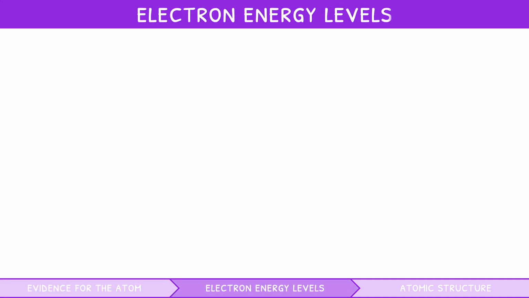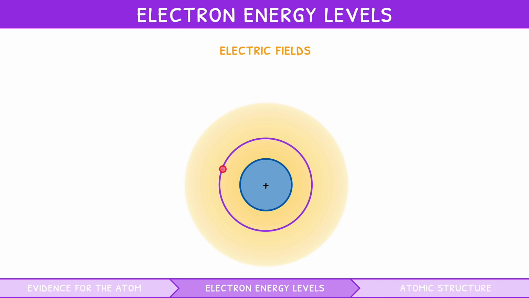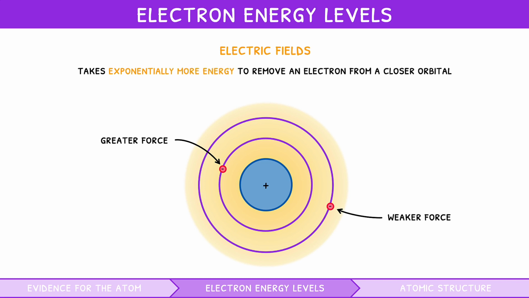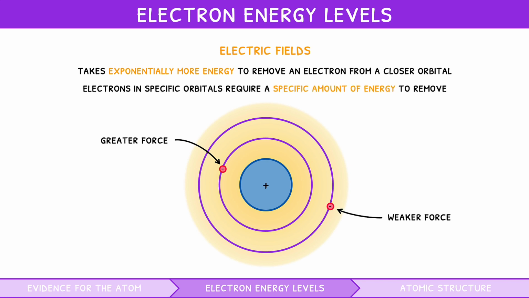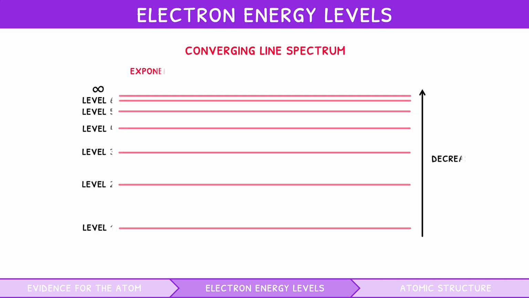As introduced in our Topic 5 video series, an electric field is exerted by any charge, including protons. So we can say electrons that sit in orbitals closer to the nucleus will experience a greater electrostatic force than electrons that sit in orbitals further from the nucleus. Thus, if an electron is to be removed from the electric field, it would take exponentially more energy to remove it from a closer orbital than a further orbital. Furthermore, if electrons occupy specific orbitals, it must take a specific amount of energy to remove each one. This can be visualized as a converging line spectrum due to the exponentially weaker electrostatic force with distance from the nucleus. So how did Bohr observe this pattern?